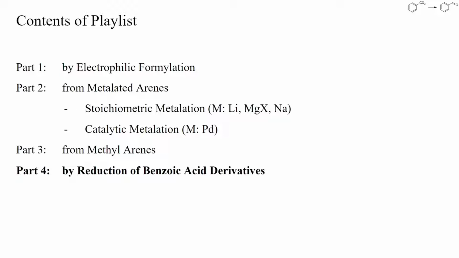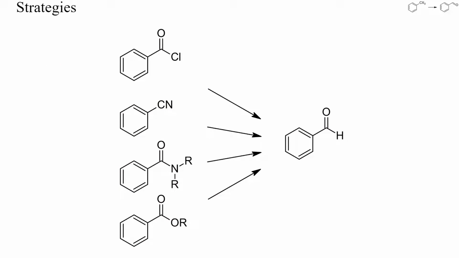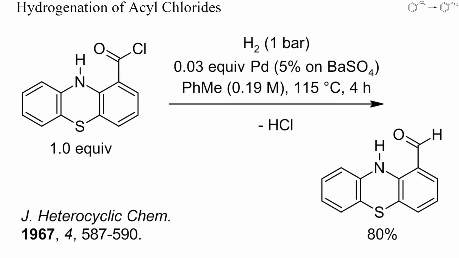On my channel there are playlists about the reduction of carboxylic acids and carboxylic esters to alcohols and about the selective oxidation of primary alcohols to aldehydes. In this video I'll focus on the selective reduction of acyl chlorides, nitriles, amides and esters. Let's jump right into some specific examples.